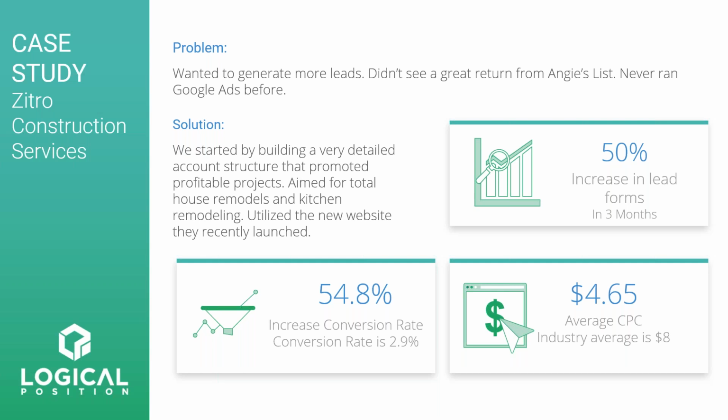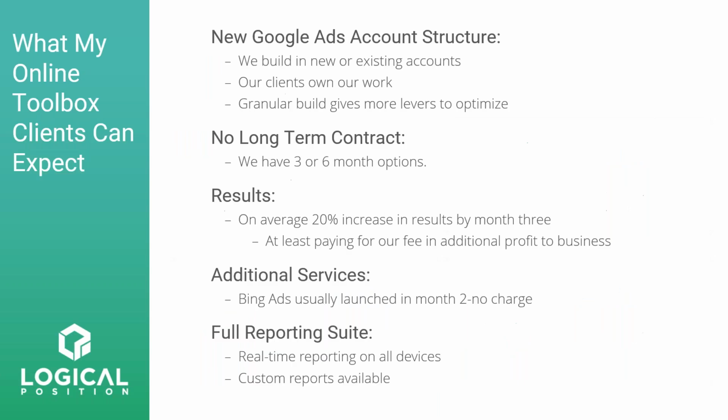And their average cost per click is about $4.65. And on average, like I mentioned before, the average cost per click in the area is anywhere between $3 and $15. So we're going after some bigger searches, but still it's very, very low compared to what they could be doing if they tried it on their own.